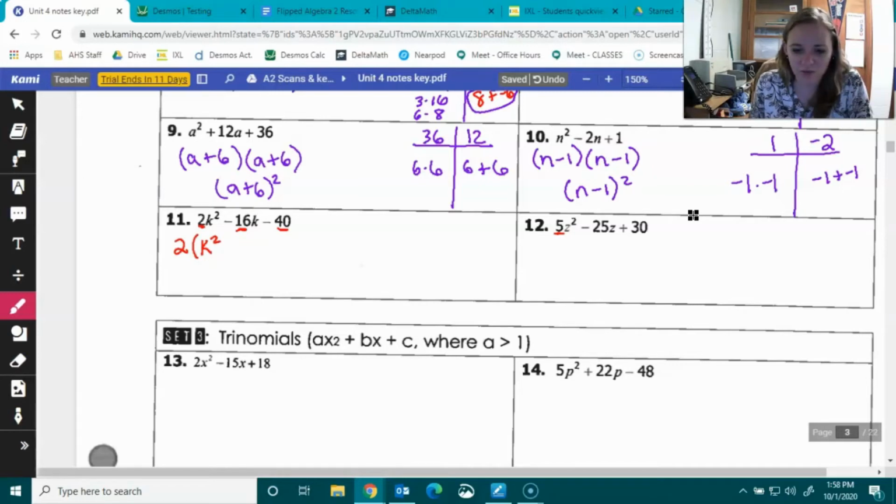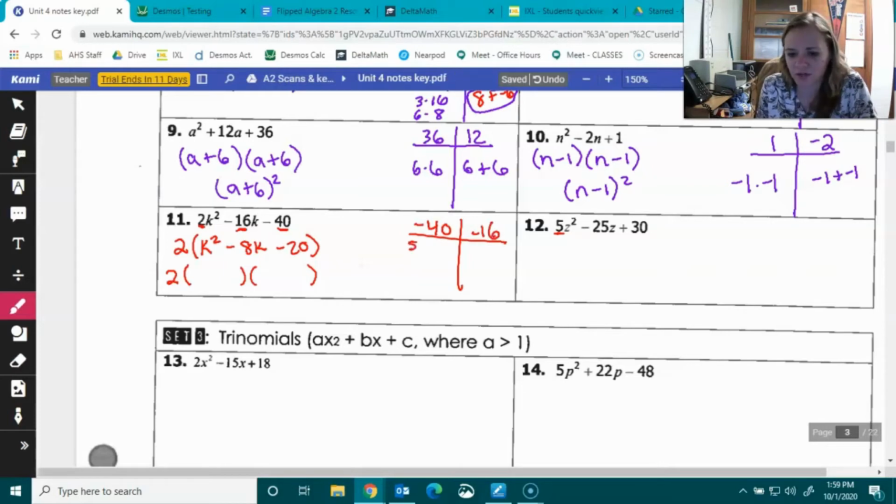So dividing by 2, 16 divided by 2 is 8. 40 divided by 2 is 20. So it's the same problem. I'm just making it look smaller. I'm taking out my factors, making these numbers as small as possible. Now I have this trinomial. And what you have to do is recognize, alright, I've got my coefficient of 1, and I can do the same thing I did up here. I just don't have to worry about the 2 now. So putting in your last number, negative 40, and putting in your middle number, negative 16.